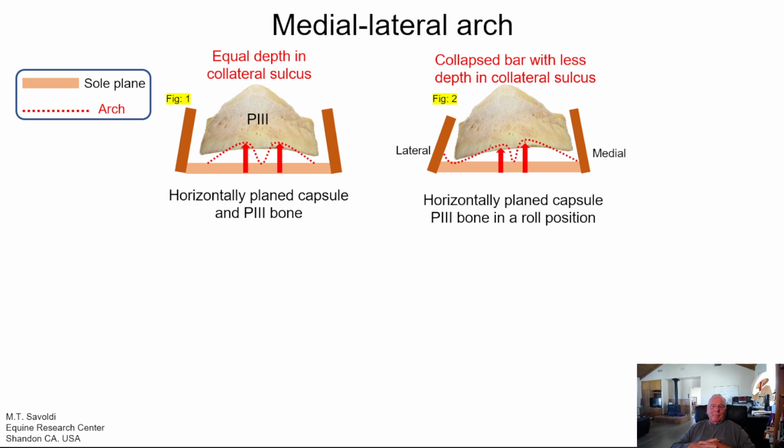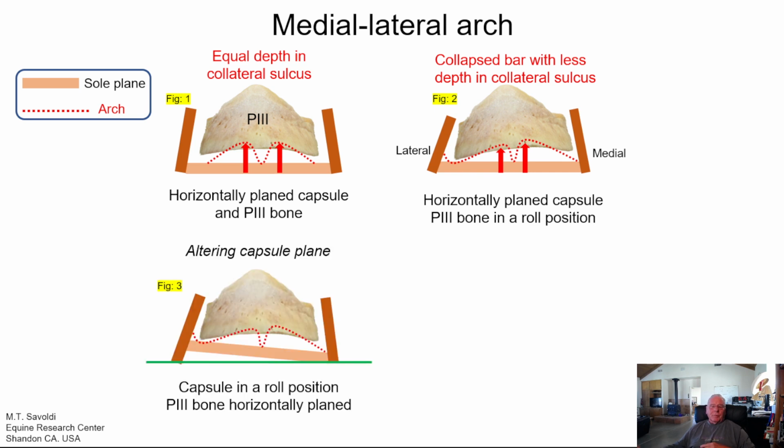Now we have a bone that's in a lateral roll. The commissure is not as deep on this side as it is on this side, and we have a flatter angle on this side than this side. So when these angles change, the foot will usually widen.